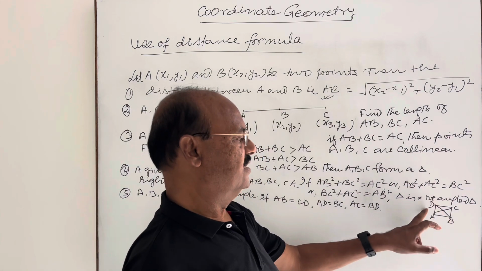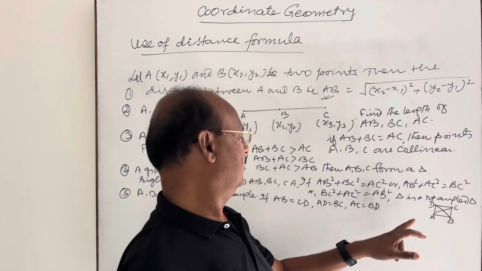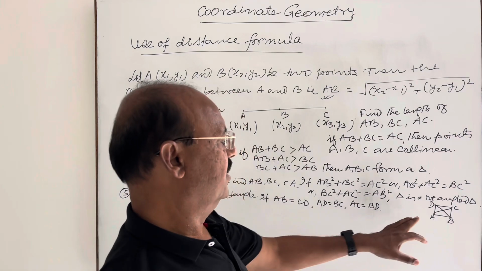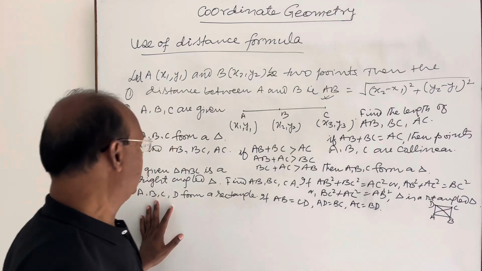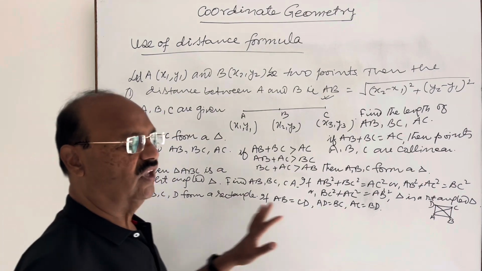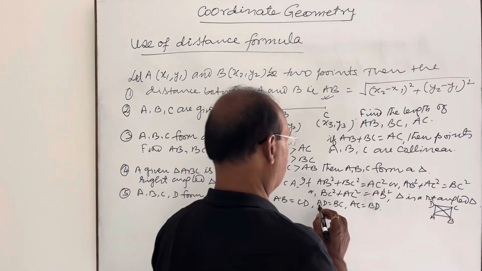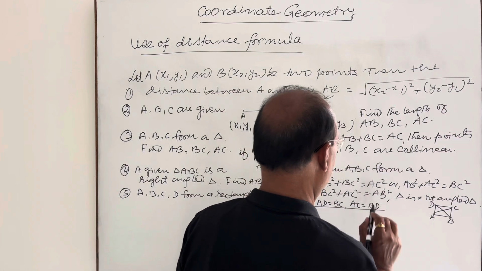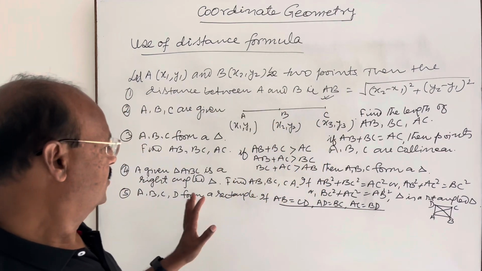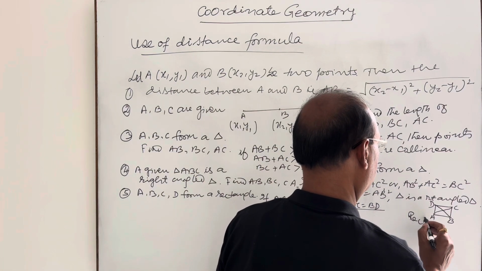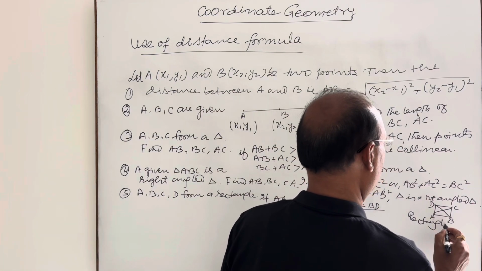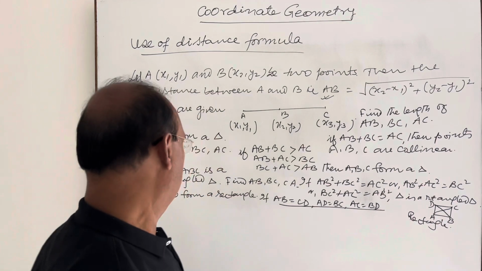If opposite sides are equal as well as the lengths of diagonals are equal, here AC and BD are diagonals, then these 4 points are the vertices of a rectangle. In this case, we can say that this quadrilateral is a rectangle. Correct? It will be proved that this is a rectangle.